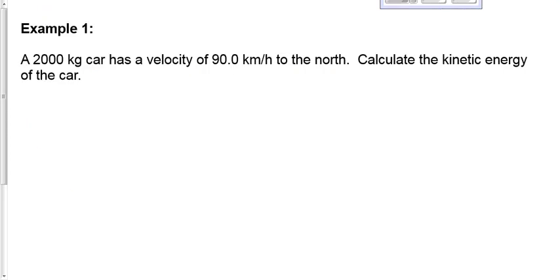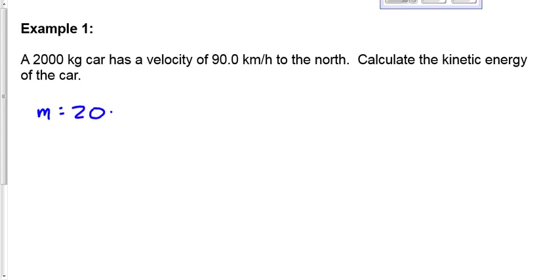Let's do an example here. It says a 2,000 kilogram car has a velocity of 90 kilometers per hour to the north. Calculate the kinetic energy of the car. If you're looking for kinetic energy, first of all, does north matter? No, because we're looking for the speed, not the velocity, right? But the number is the same, so that's not a big deal. Having said that, we do have to be careful with that 90 kilometers per hour because it should be in meters per second, right? Let's write down some givens here.